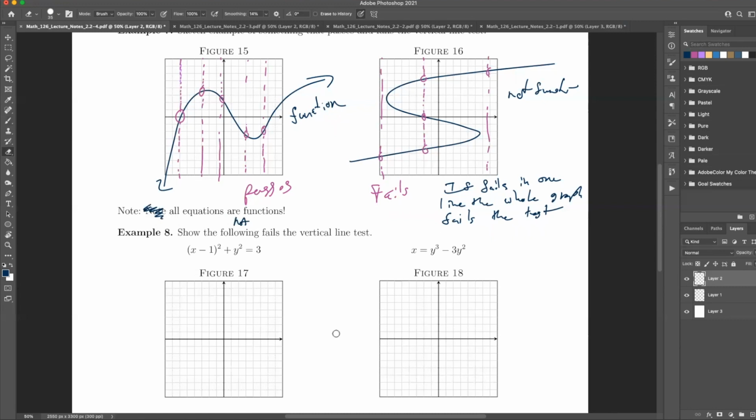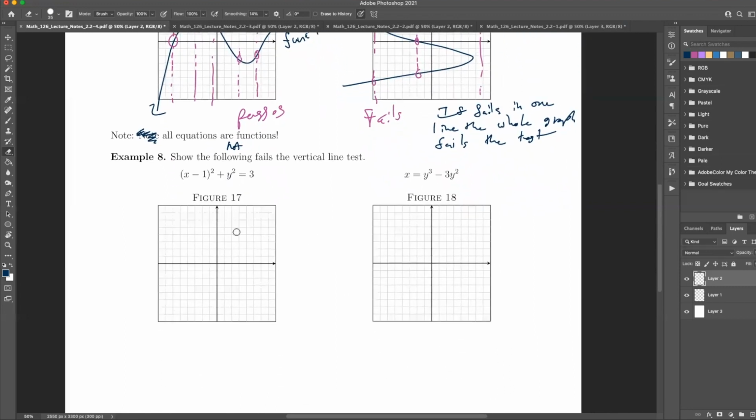And let me show you two examples. Here we have a circle, right? We have a circle centered at x equals 1, y equals 0. So it's centered right here. My radius here is the square root of 3. So that'd be about here, here, here, and here. And then if I drew my little vertical line, notice how this does not pass, right? So this fails. It is not a function.